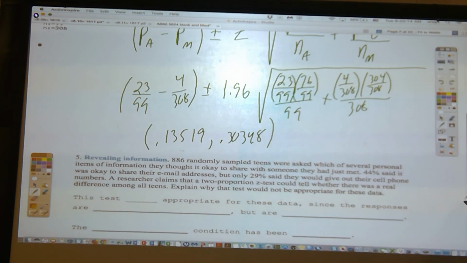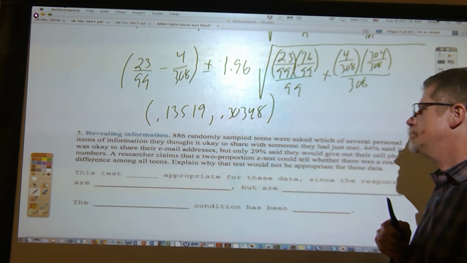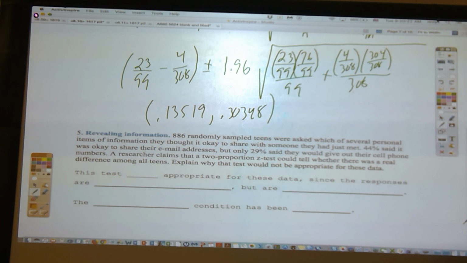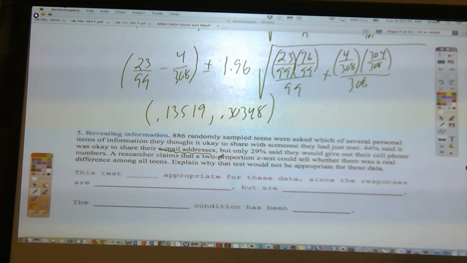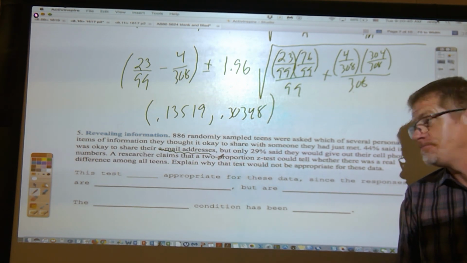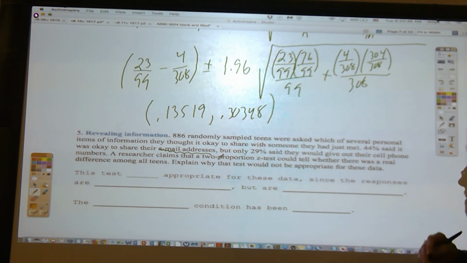Now, in our first example, revealing information, 886 randomly sampled teens were asked which of several personal items of information they thought it okay to share with someone they had just met. 44% said it was okay to share their email addresses, but only 29% said they would give out their cell phone number. A researcher claims that a two-proportion z-test could tell whether there was a real difference among all teens. Explain why that test would not be appropriate for these data.